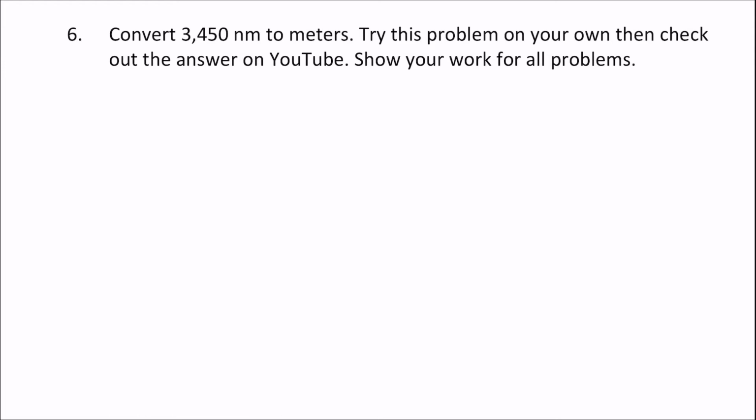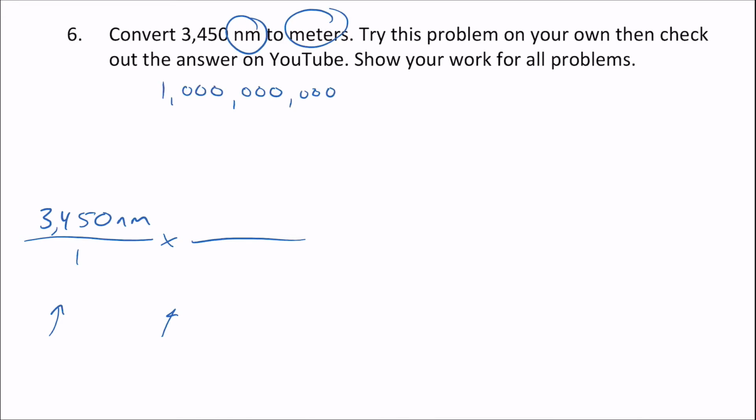Okay, with this problem, we're doing something similar as we did with number 5. We're going to start off with 3,450 nanometers, and we're going to convert it to meters. So all of this is automatic. We don't need to know anything, really, to set this part up. What we will need is the conversion factor. Nanometers and meters, if you remember, there's 1 billion nanometers in 1 meter.